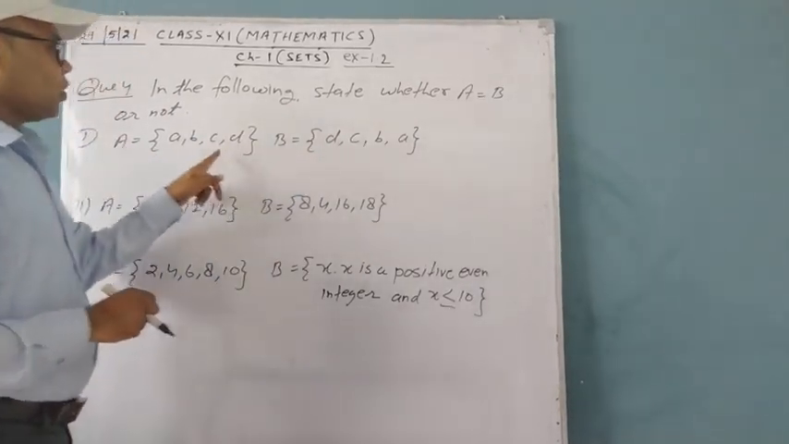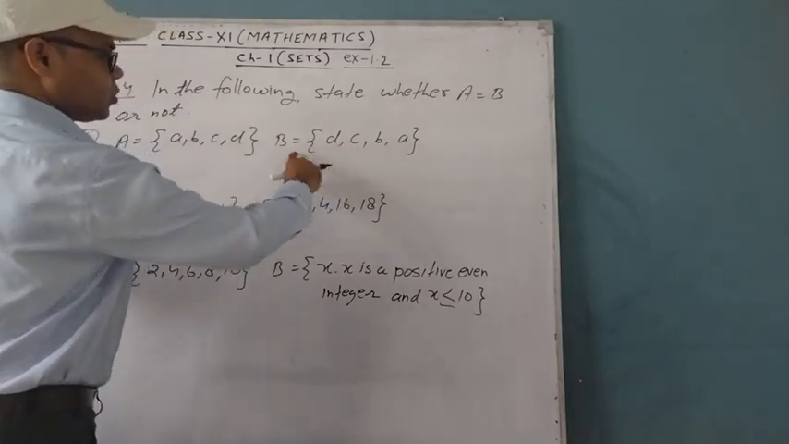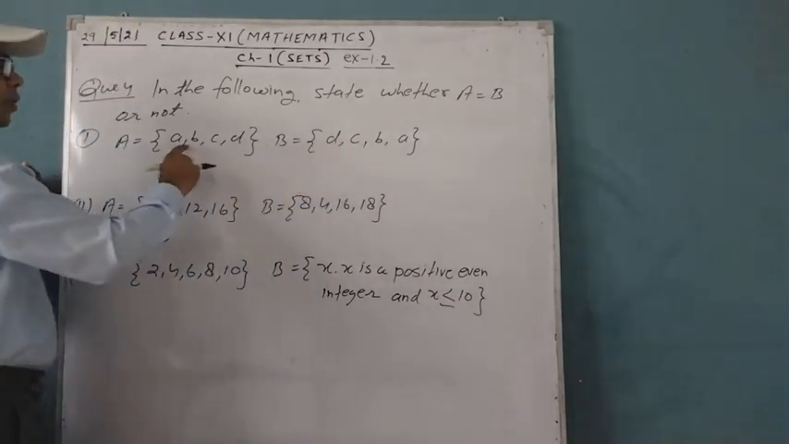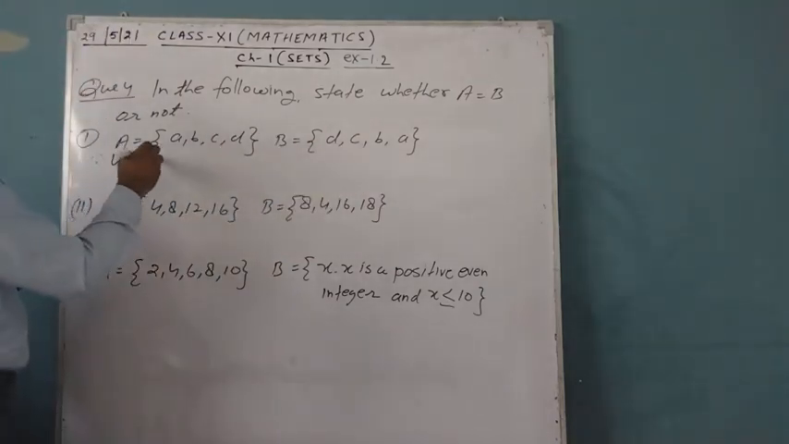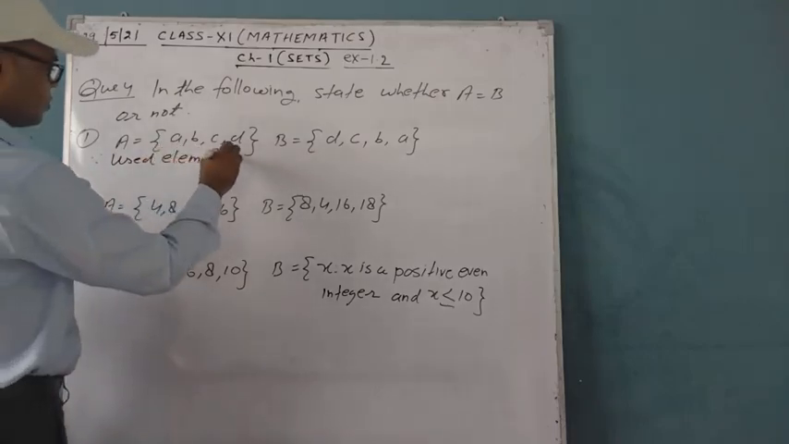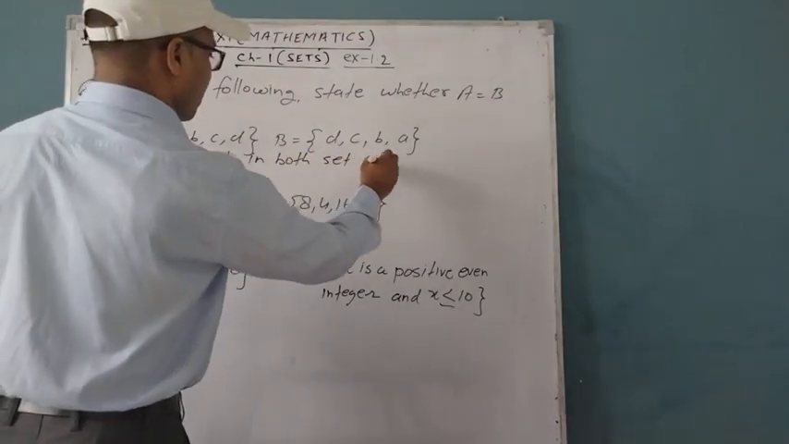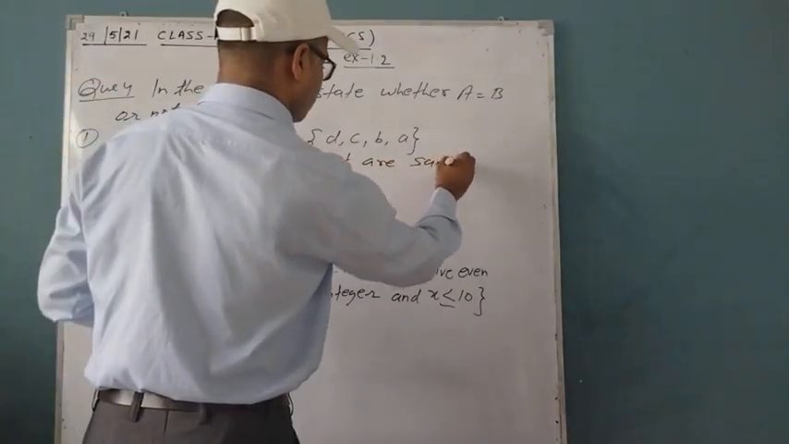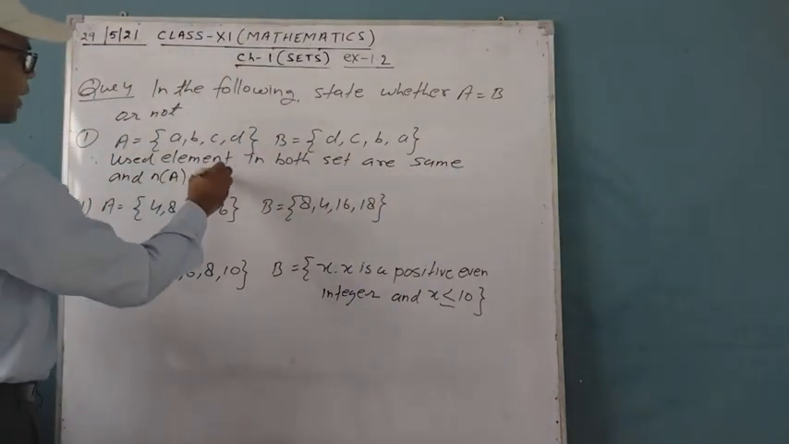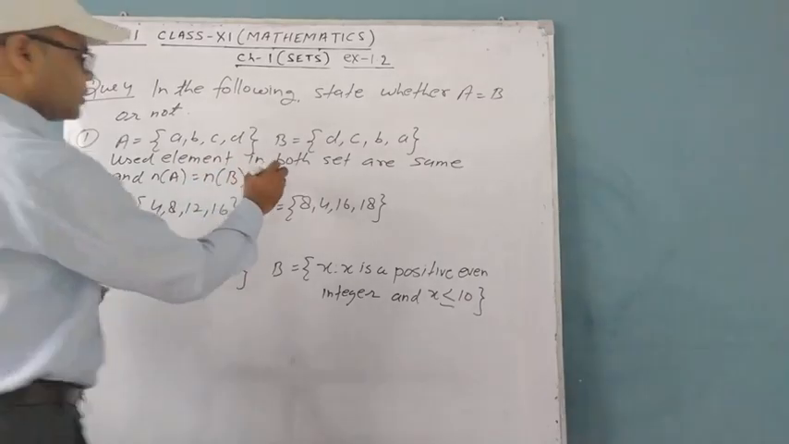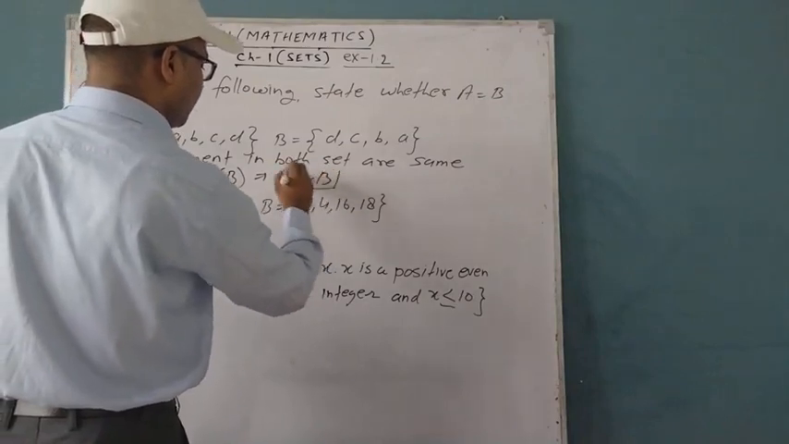नंबर ऑफ एलिमेंट्स और यूज एलिमेंट्स का मतलब है। देखिए इसमें भी ABCD है, इसमें भी ABCD है, तो यूज एलिमेंट वही है, कोई कम ज्यादा नहीं है, और नंबर ऑफ एलिमेंट भी 4 है, इसमें भी 4 है। So since used elements in both sets are the same, and A is equal to B. This implies A is equal to B. A और B क्या है? Equal.